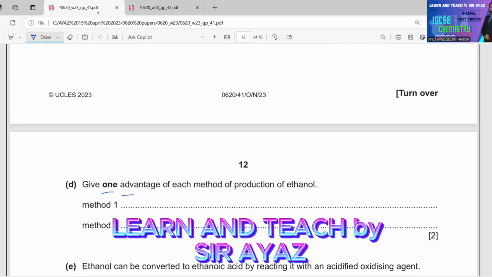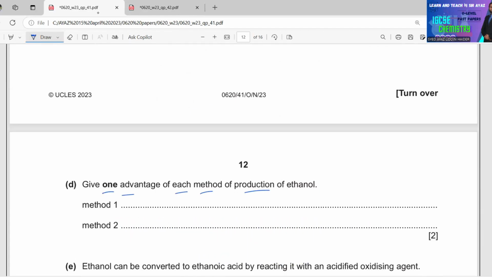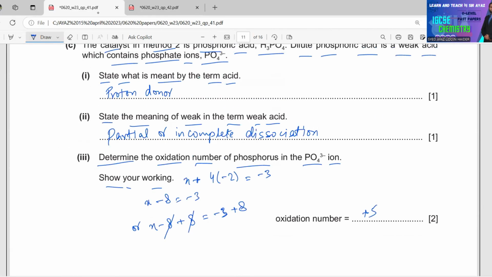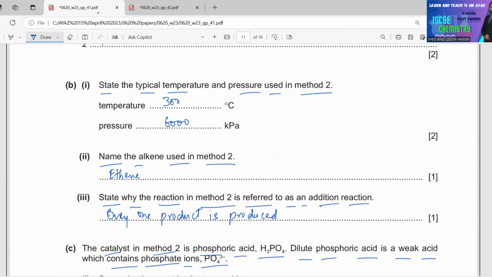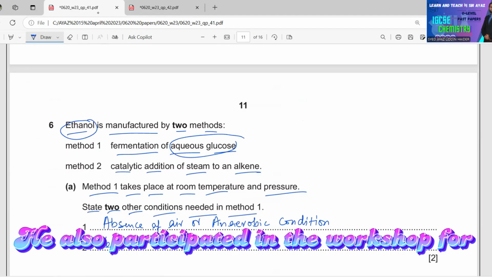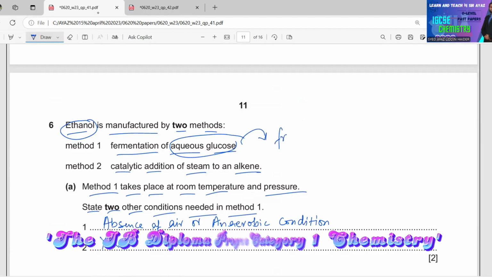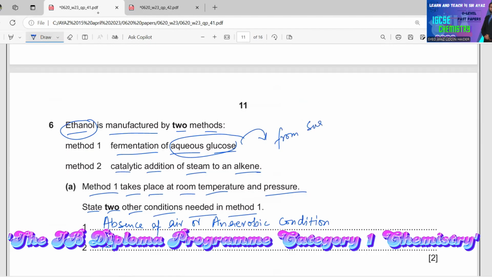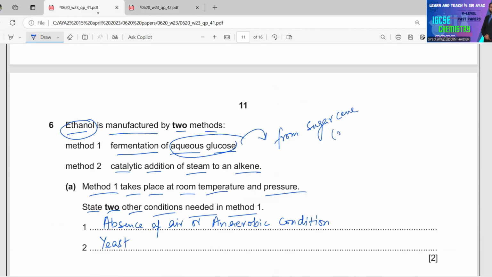Part D. Give one advantage of each method of production of ethanol. So method 1. Method 1 means fermentation of aqueous glucose. So we are fermenting this glucose. It's obtained from renewable resources, from sugar cane. Glucose is obtained from sugar cane, which is renewable resource.